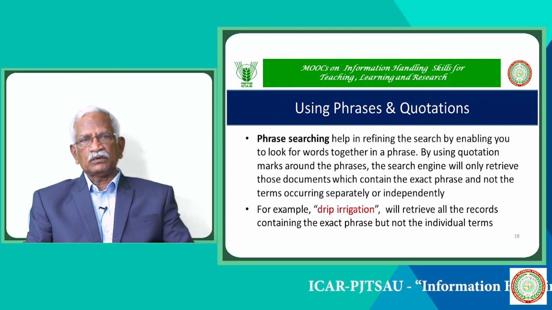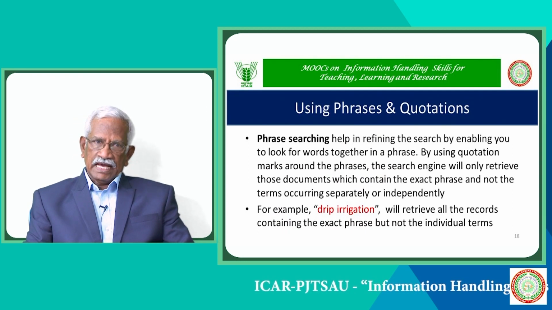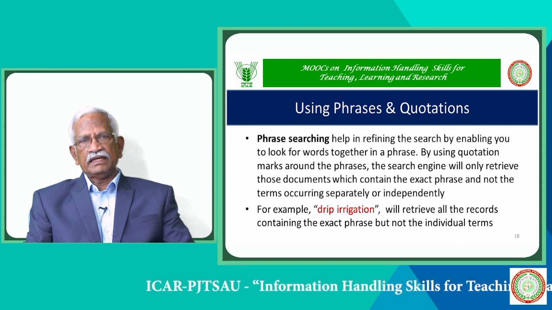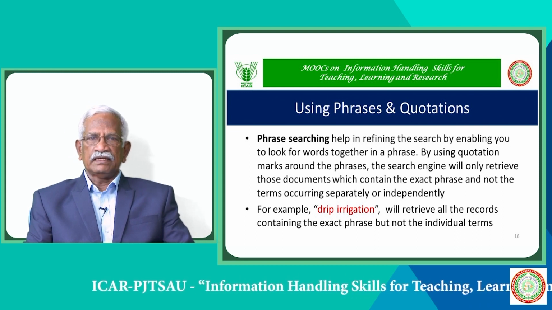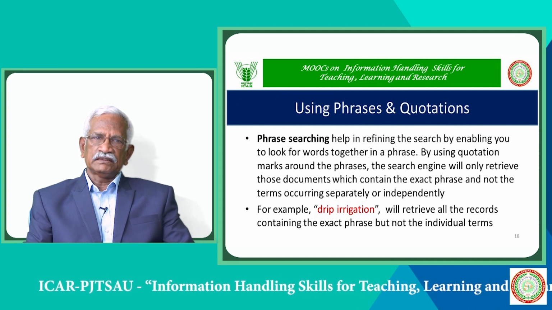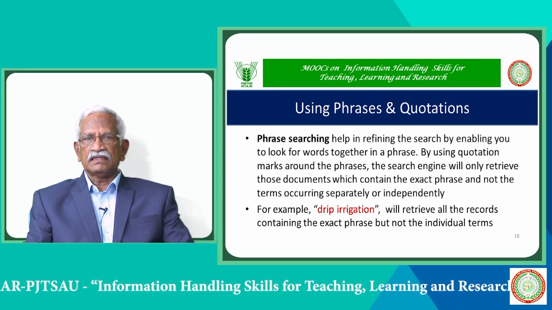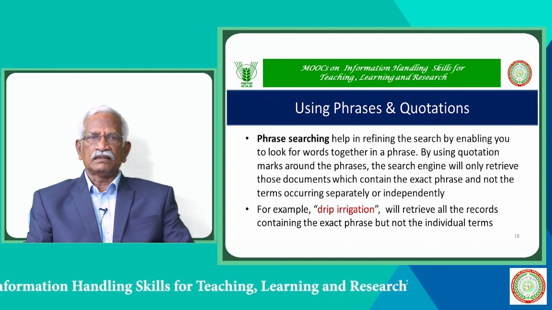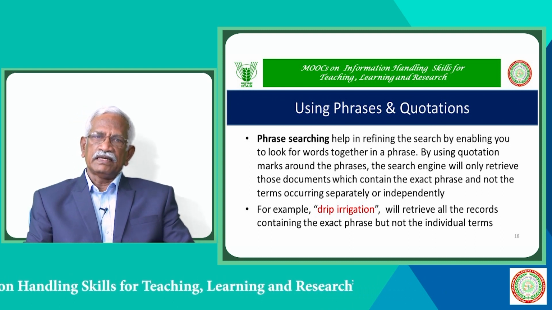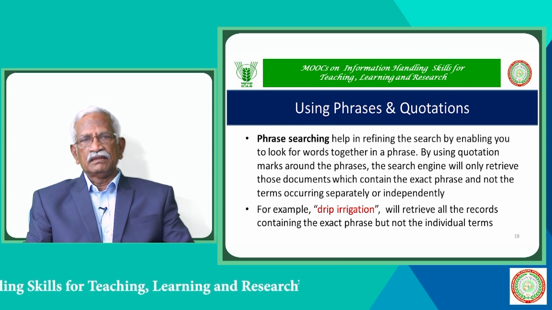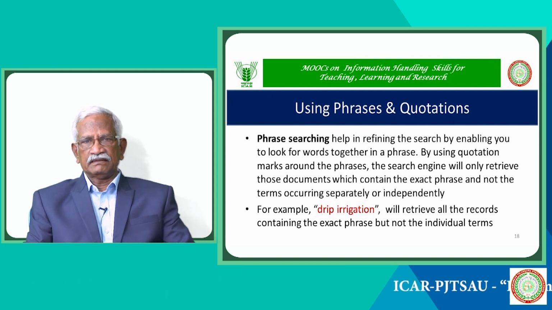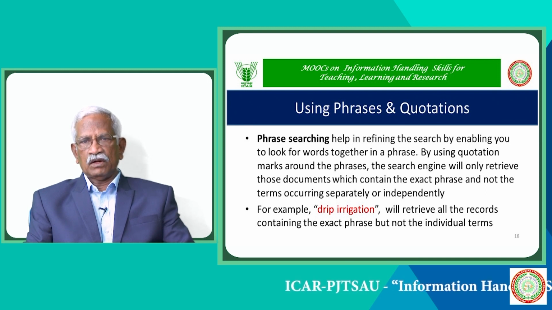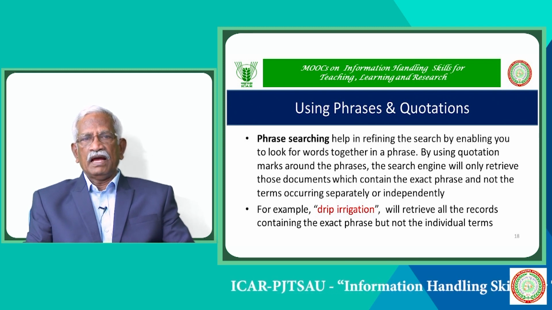You can use phrases and quotations to narrow down your search. Phrase searching helps in refining the search by enabling you to look for words together in a phrase. By using quotation marks around the phrases, the search engine will only retrieve those documents which contain the exact phrase and not the terms occurring separately or independently. For example, within quotes, drip irrigation will retrieve all the records containing the exact phrase, but not the individual terms drip and irrigation.